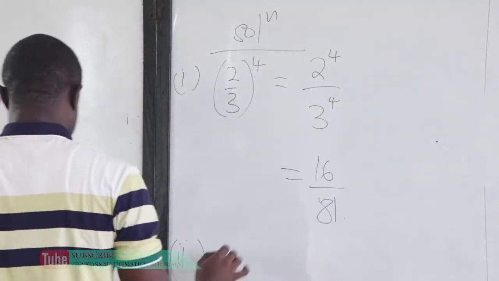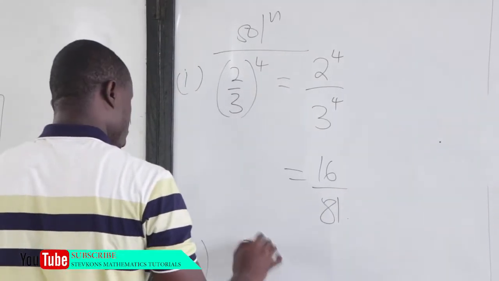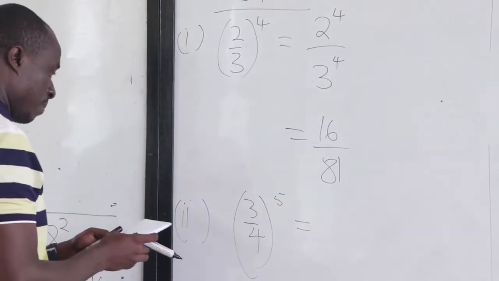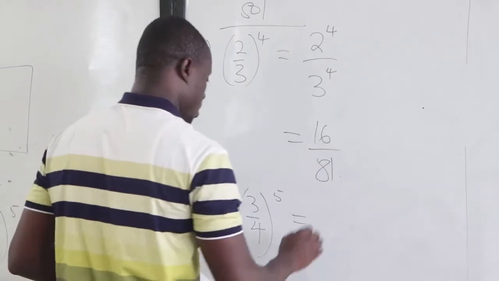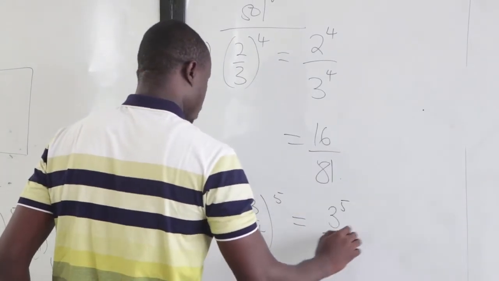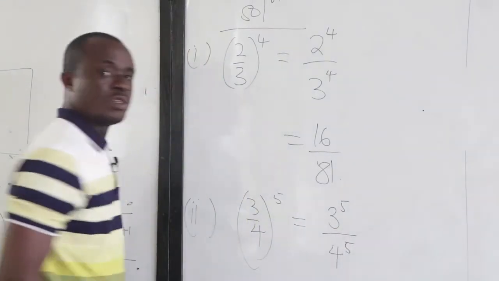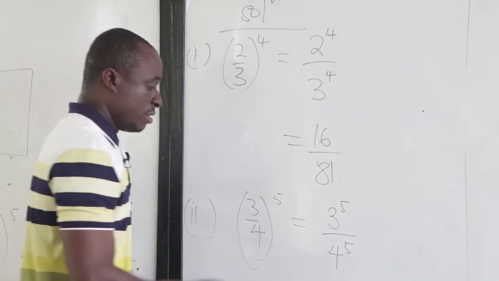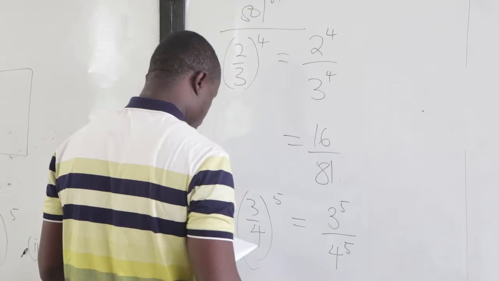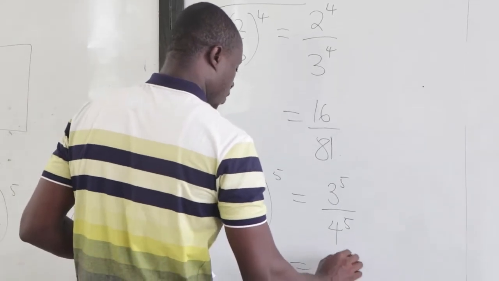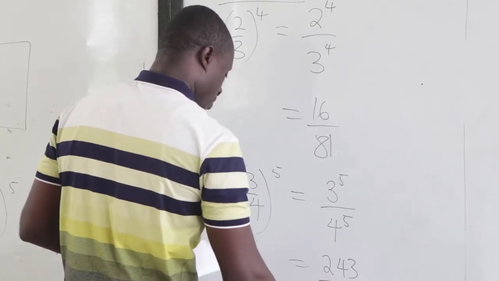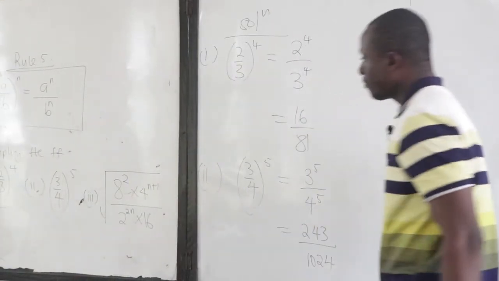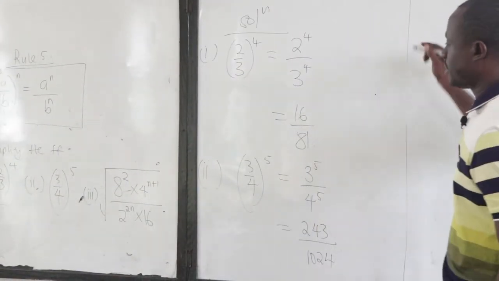Now, let's see the second one. We have (3 over 4) all to the power 5. Now, this is just 3 to the power 5 all over 4 to the power 5. You have (a over b) to the power n equals a^n over b^n. So 3 to the power 5, this is 243, and then 4 to the power 5, that is 1024.